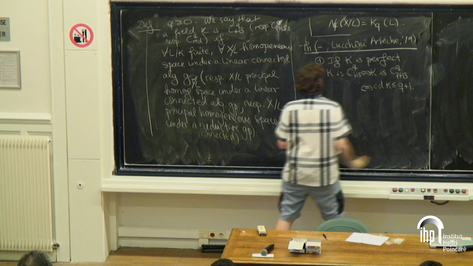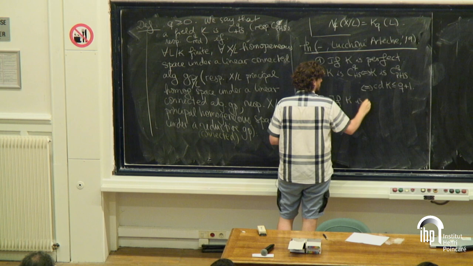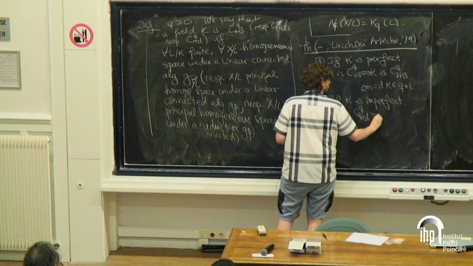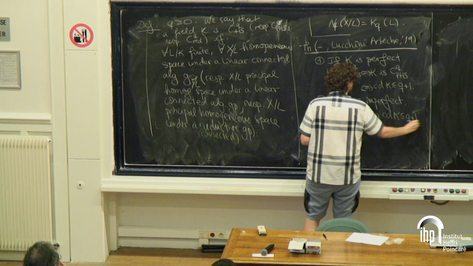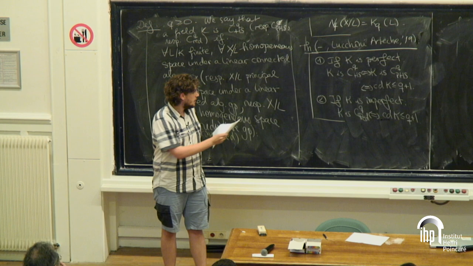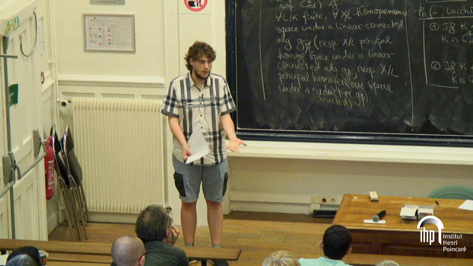And secondly, if K is imperfect, well, or in general, I mean, it's a weaker property. If K is imperfect, K is C^q_Red if and only if the cohomological dimension of K is at most q plus 1. And here, when I say cohomological dimension of K smaller or equal than q plus 1 in the imperfect case, it's what I said before in answer to the question of Young. We have to modify the definition of the cohomological dimension so that it works out in the imperfect case.